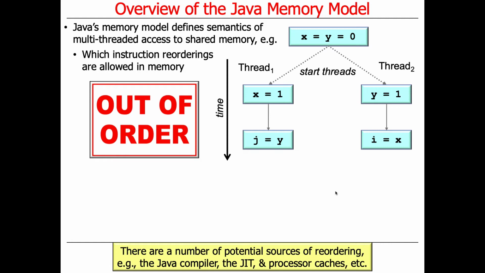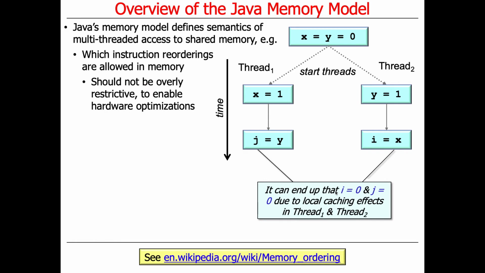So we have all these rules that are defined in the memory model in order to allow programs and programmers to give ordering when ordering matters, but when ordering doesn't matter, we want the hardware and the software infrastructure to make things as fast as possible. And there's a bunch of things that will reorder stuff. The compiler can reorder stuff, the just-in-time compiler can reorder stuff, the processor caches can reorder stuff, and so on and so forth. So let's take a look at some examples to illustrate this concept of instruction reordering.